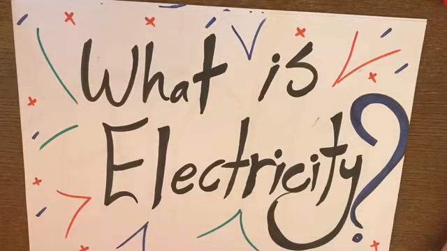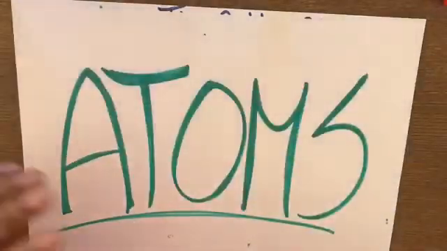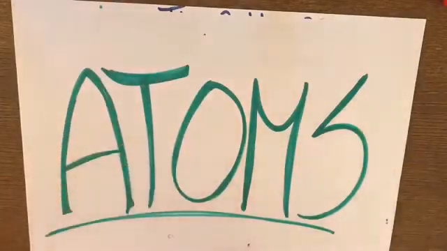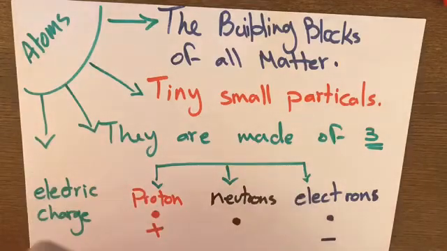Welcome to part 2 in electricity. Now, we said that electricity started all up with atoms. What are atoms? Atoms are the building blocks of all matter. All matter is made of atoms, definitely. And they are very small particles that you cannot even see with your own eye. You need a really professional microscope or a special microscope just to look at them.